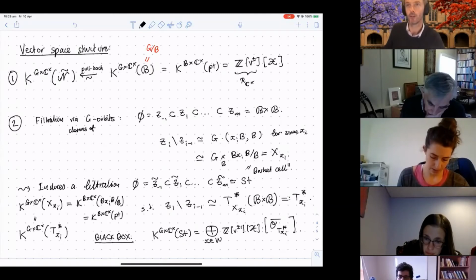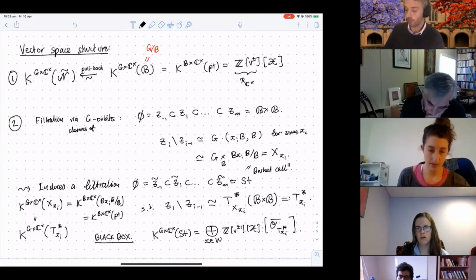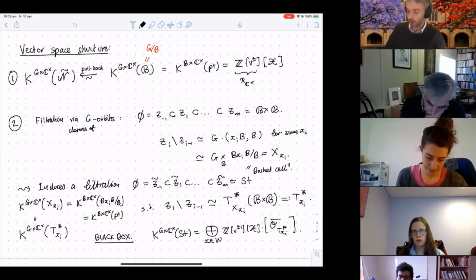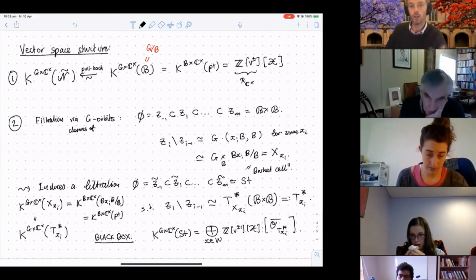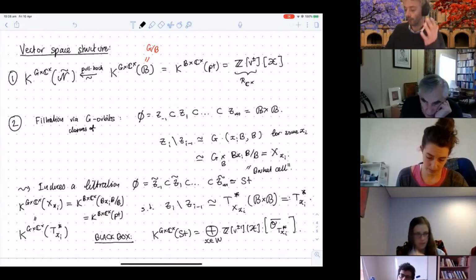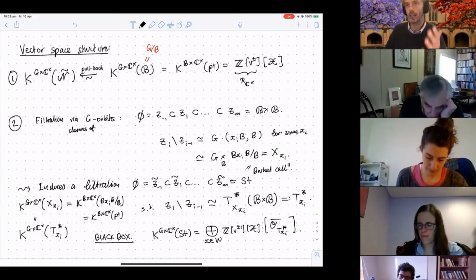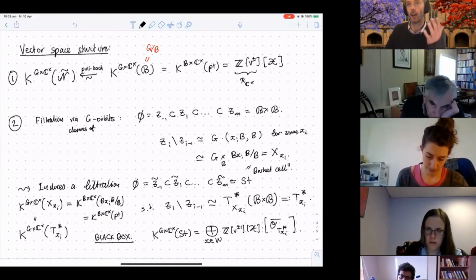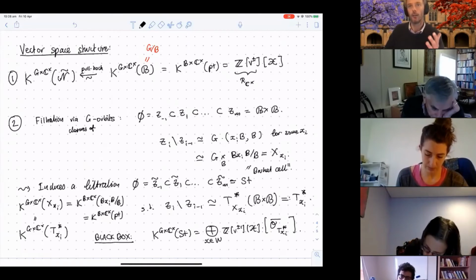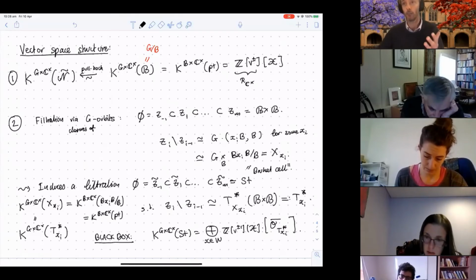Okay, so the components of the Steinberg variety are naturally indexed by orbits of G on B times B. These orbits are classified by W. And so for each of these W, we have a conormal bundle that gives us a component of the Steinberg variety. And these freely generate the equivariant K theory over the B times C star equivariant K theory of a point.